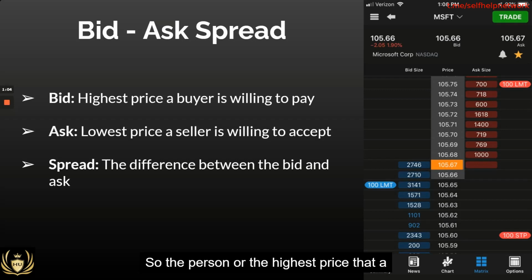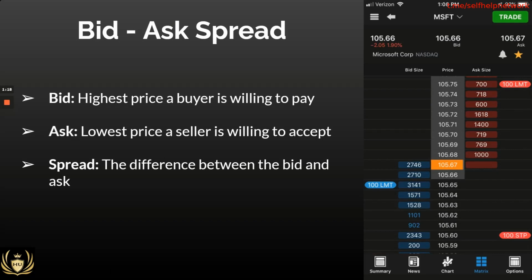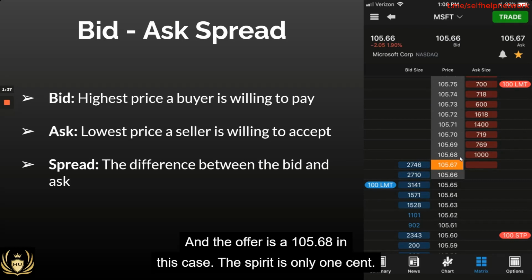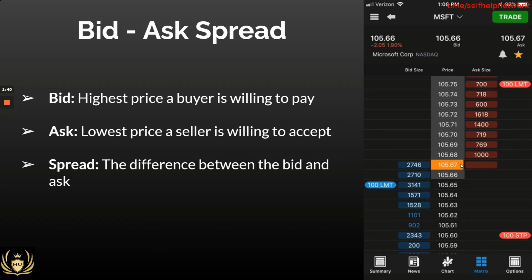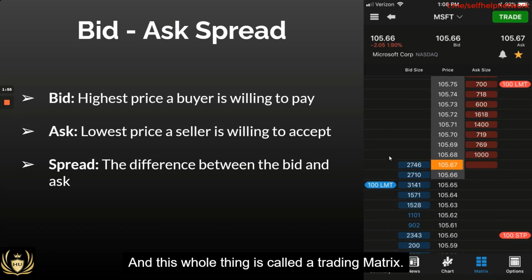The highest price that a buyer is willing to pay is called the bid. The lowest price that a seller is willing to sell at is called your ask or offer. The difference between these two is the bid-ask spread. In our example right here, you see these blue orders. Those are buy orders. So people are bidding at 105.67 and the offer is at 105.68. In this case, the spread is only 1 cent. Your ask will be 105.68 and your bid will be 105.67. You have other people who have placed orders at lower prices and other people who have placed orders at higher prices. And this whole thing is called a trading matrix.